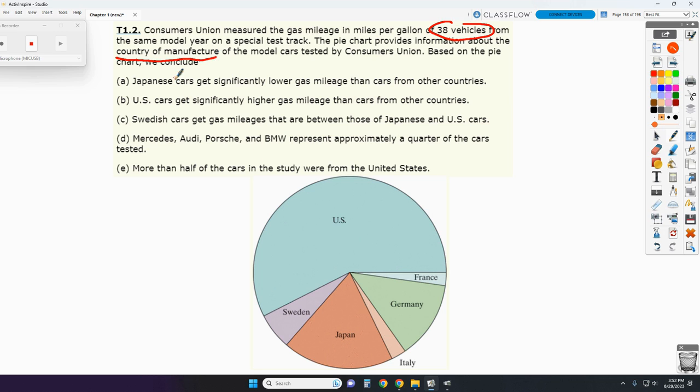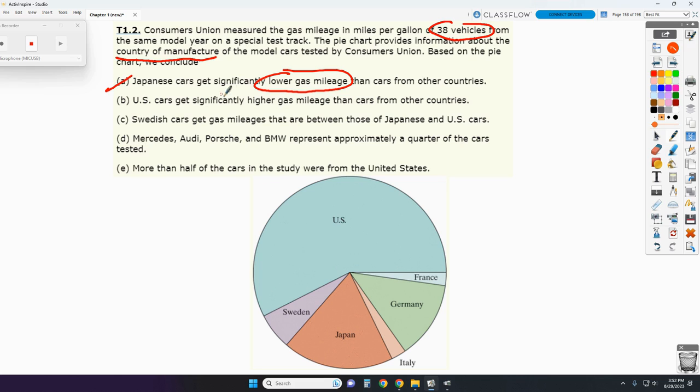So in part A, when they say Japanese cars get significantly lower gas mileage, this pie chart is not measuring gas mileage. It's measuring where the cars come from. So do we know, just based on this pie chart, that Japanese cars get lower gas mileage than cars from other countries? We don't. We're missing that information. When they said they measured the gas mileage in miles per gallon, that would need to be on a histogram or a stem plot or a dot plot or a box plot, not in a pie chart. It's the wrong type of data. So it's not A.